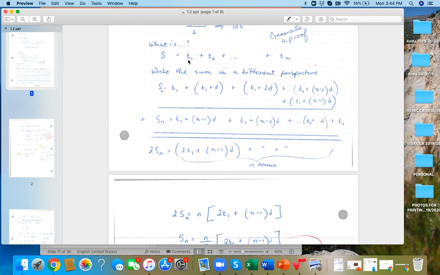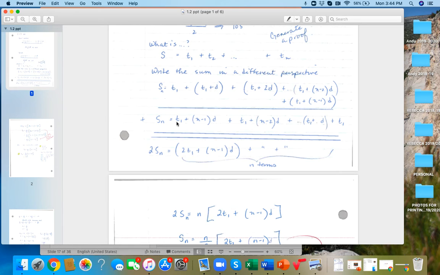So now I'm going to write it in terms of the first term. The first term is okay, but the second term is the first term plus a constant. The third term would be the first term plus two constants, and so on all the way down till you get to the very last one. And the last term we know is the first term plus (n minus 1)d. So I'm writing my series in order.